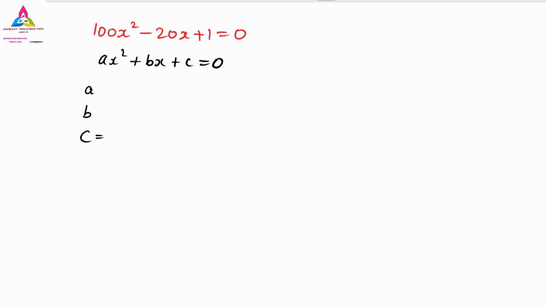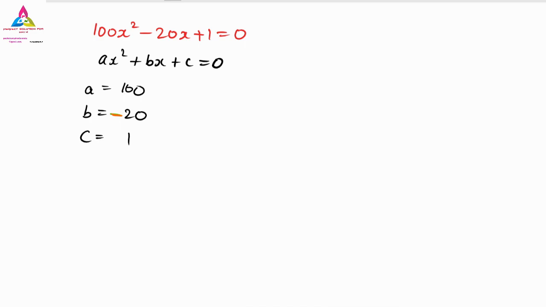So all of you take down this question: 100x square minus 20x plus 1 is equal to 0. This is one more question, and you can try this. This is also a very easy question. A value, B value and C value are important. A value is 100, B value is 20, and C value is 1. No, B value is minus 20, very good. So B value is minus 20.